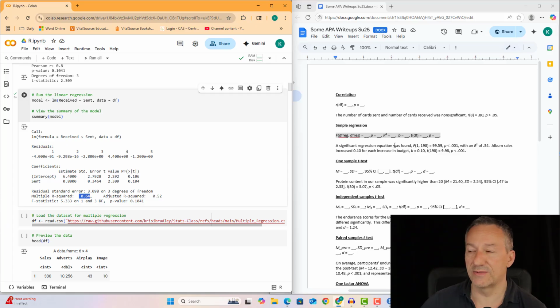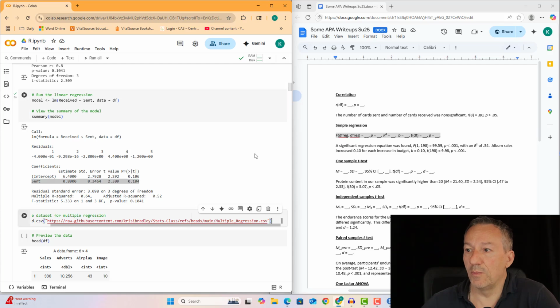When you report it, it's .64. It doesn't have a leading 0 because it can't go over 1. Our beta, our T, and our P are all right here. So cards sent, the unstandardized beta is 0.80. Our T value is 2.3, and that P value again is 0.104. Pretty much the same for a multiple regression.